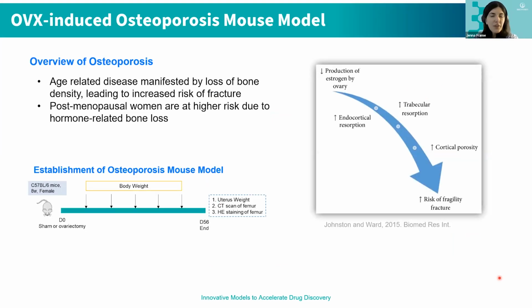So the next joint-related model is a model of osteoporosis. Osteoporosis is an age-related disease manifested by loss of bone density, with postmenopausal women at higher risk of developing the disease. The disease can be modeled by removing the ovaries from female mice, as this mimics the bone loss triggered by estrogen deficiency seen in older women. The mice are then monitored for weight and other bone measurements.